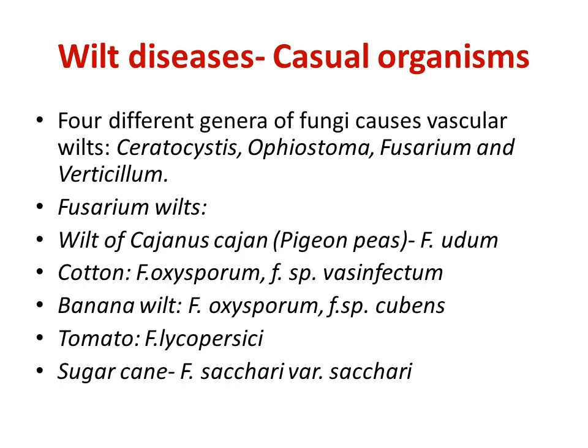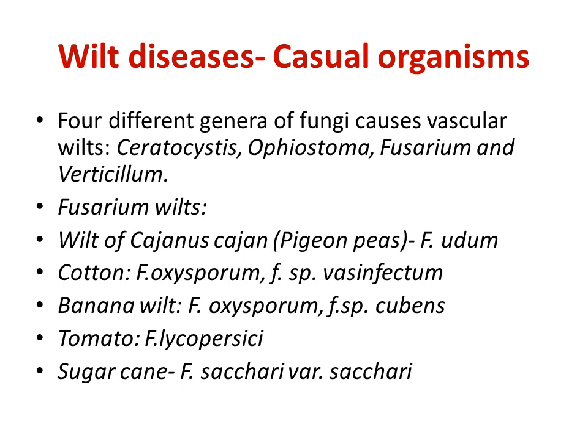There are four major genera of fungi which mostly cause vascular wilts, such as Ceratocystis, Ophiostoma, Fusarium and Verticillium. These are the dominant group of fungi which cause vascular wilts. Today let us study about the wilt disease caused by Fusarium species. Fusarium is one such group of organisms under the deuteromycetes fungi which majorly causes vascular wilts.